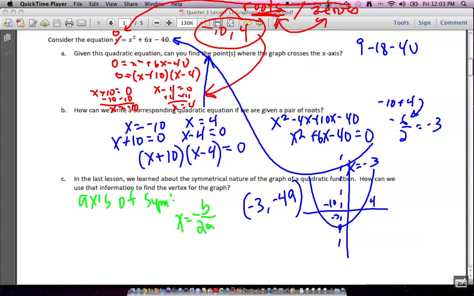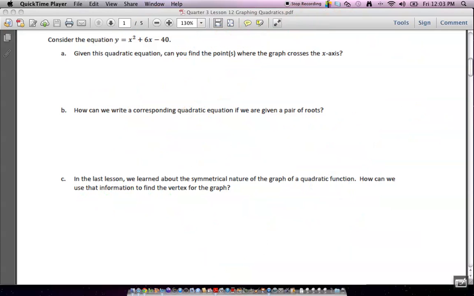If we plug it into this one, b is 6, so I get -6 over 2 times 1, which is -3, and that's what we got. Remember, x equals -3. Okay. Turn a page. I don't think that's a very hard formula. I think if you remember the formula, it's pretty easy to do.